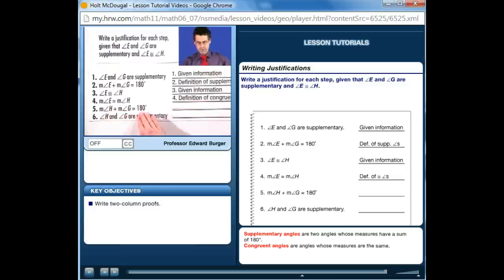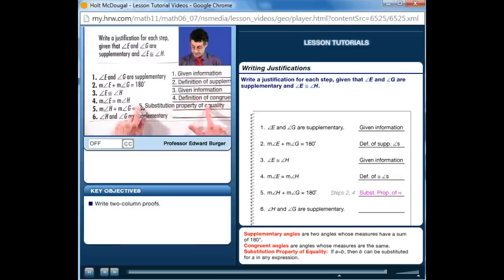Now, why is this true? Well, let's think about it for a second. In step 2, we know that the measure of angle E plus the measure of angle G equals 180. And all we did there was substitute the measure of angle E for the measure of angle H. Why could I do that? Well, because I know that the measure of angle E equals the measure of angle H. And so, in fact, we know it's just the substitution property of equality.